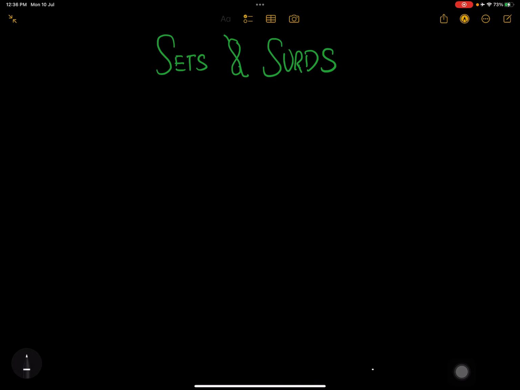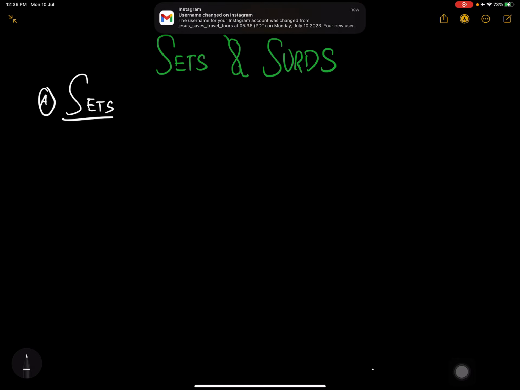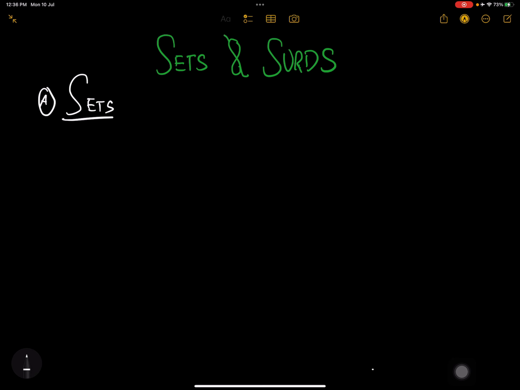All right, so we're going to first look at the topic sets, and then later we'll look at surds. The first section is going to be on sets. Now, what is a set? We say that a set is a well-defined collection of objects of the same kind.